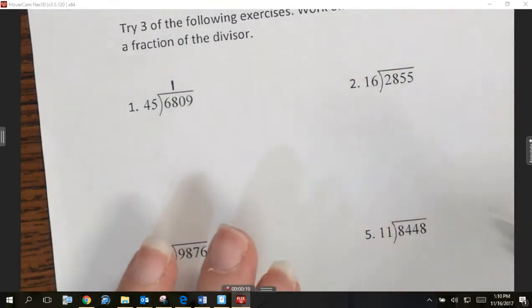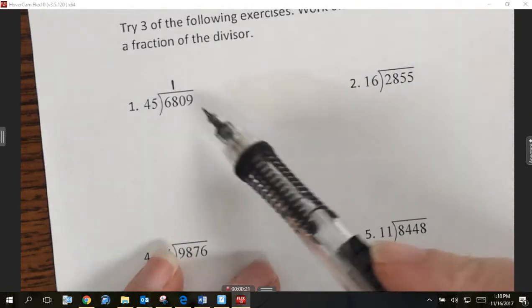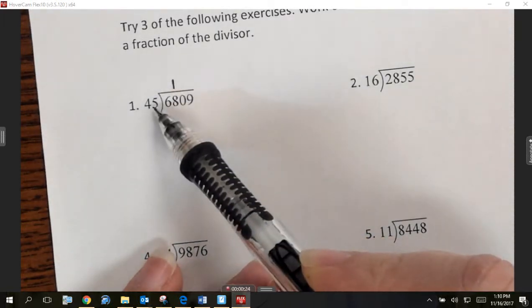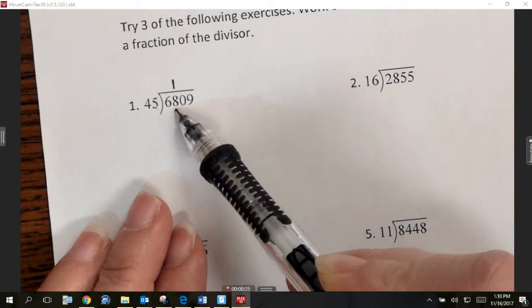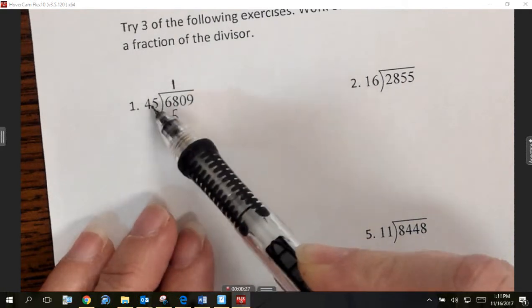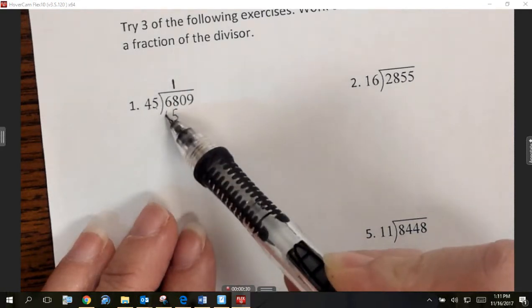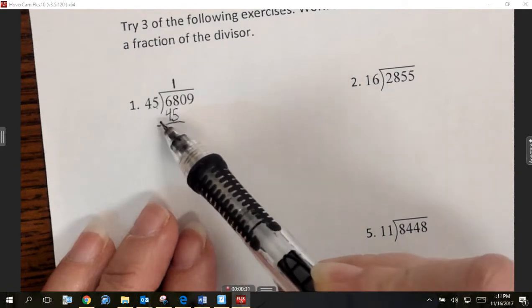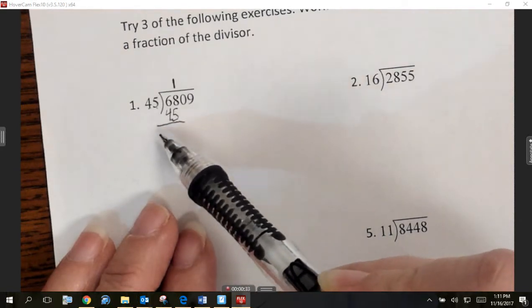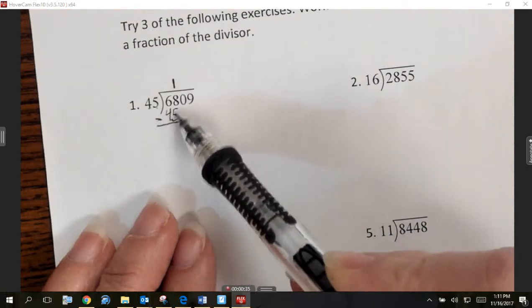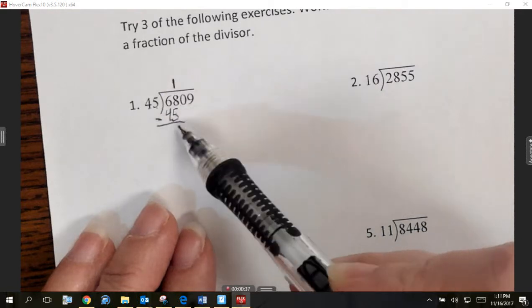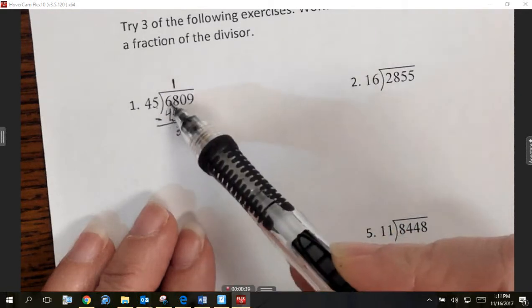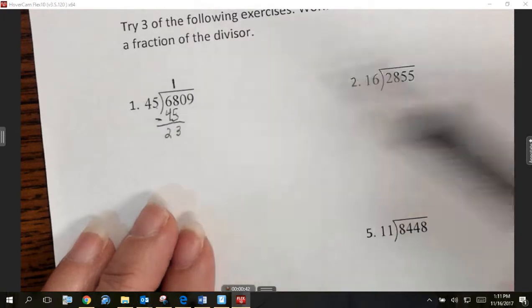multiply. Well, we watched it a few times. So we're going to multiply 1 times 5. And then we're going to do 1 times 4. Right? And then we subtract. So we do 68 minus 45. So I do 8 minus 5 is 3. Then I do 6 minus 4 is 2.